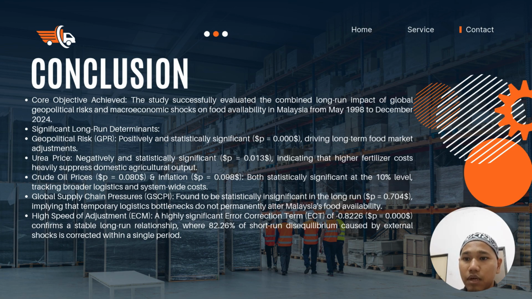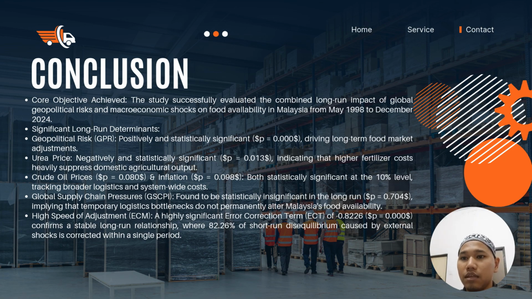Second, urea price has a negative and statistically significant relationship with food availability, with a p-value of 0.013. This indicates that rising fertilizer costs increase production expenses, reduce agricultural output, and ultimately lower food availability. Next, crude oil prices and inflation are both significant at the 10% significance level, with p-values of 0.080 and 0.098 respectively. These variables reflect the impact of higher transportation, production, and overall operating costs on the food supply system.